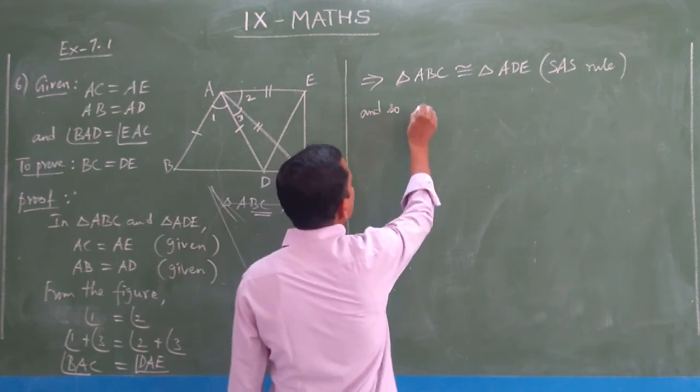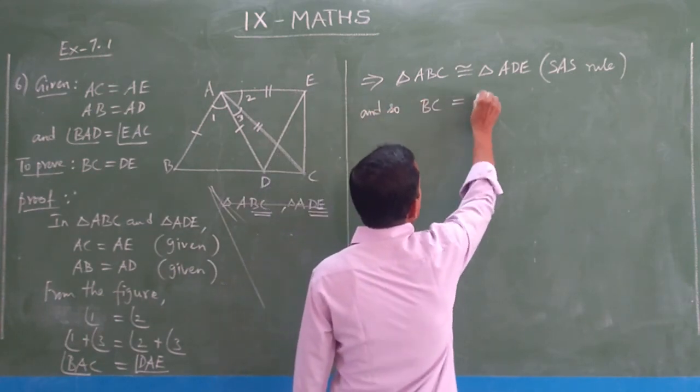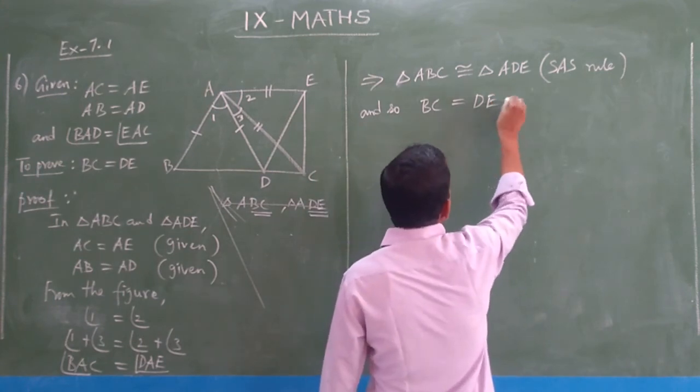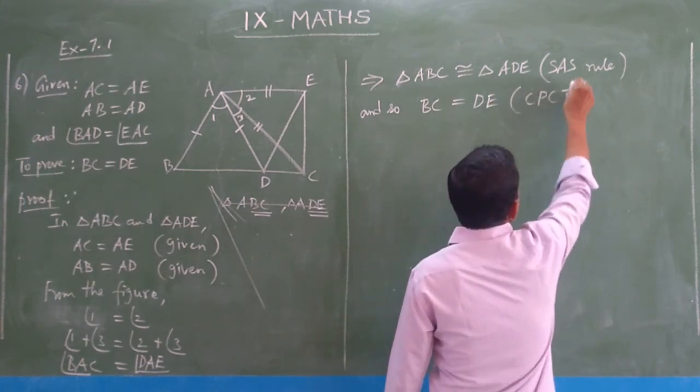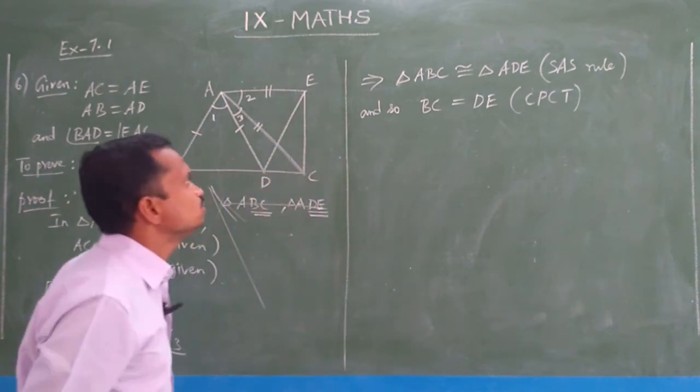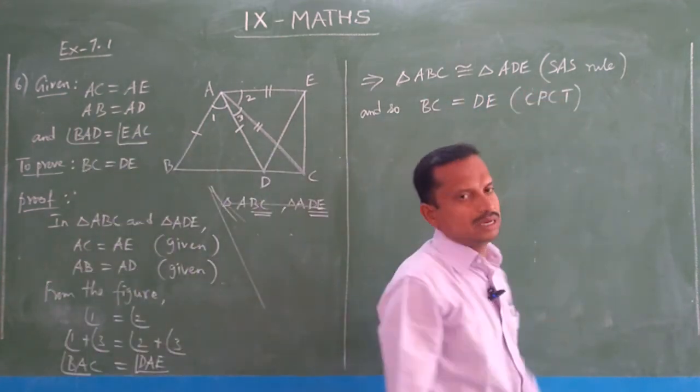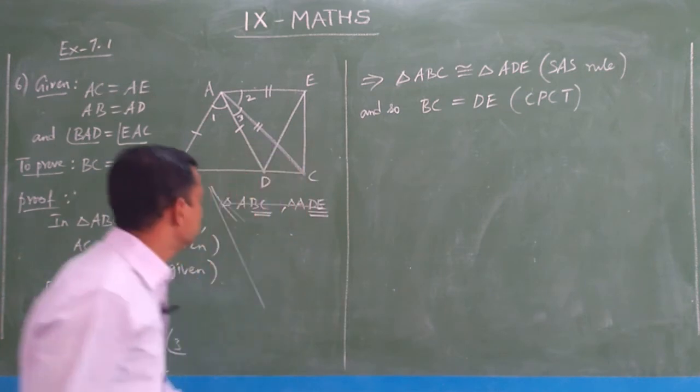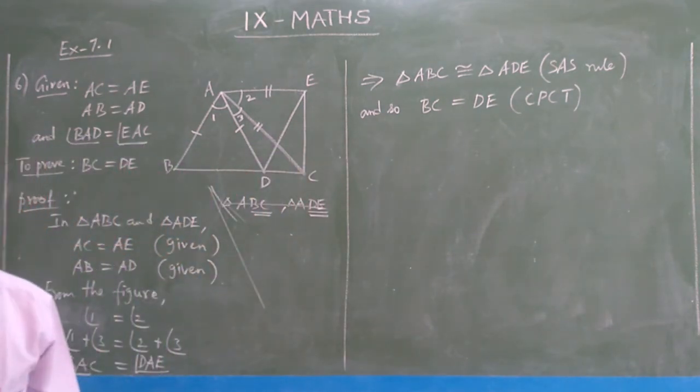And so BC equals DE, by CPCT. BC is a side from this triangle and DE is the corresponding side from this triangle. So this is the way to prove it. That's all. We move to the next sum.